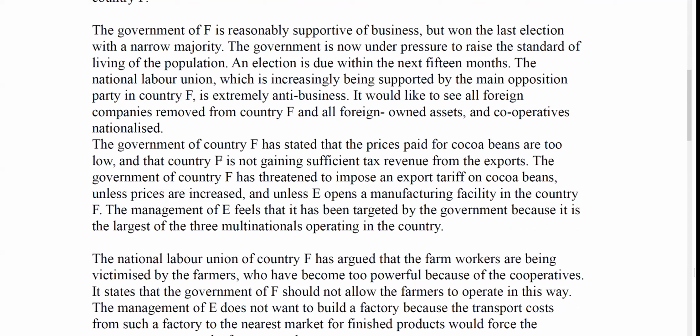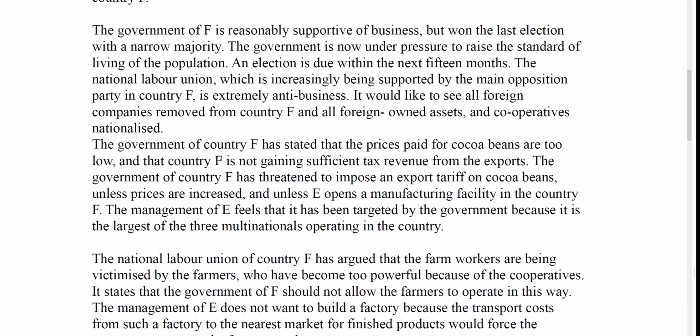It's reasonably supportive of business, but won the last election with a narrow majority. The government is now under pressure to raise the standard of living of the population. An election is due within the next 15 months. The National Labour Union, which is increasingly being supported by the main opposition party in country F, is extremely anti-business. It would like to see all foreign companies removed from country F and all foreign-owned assets and cooperatives nationalized.